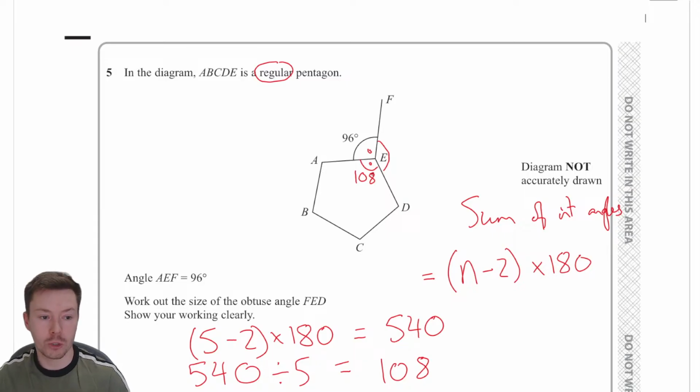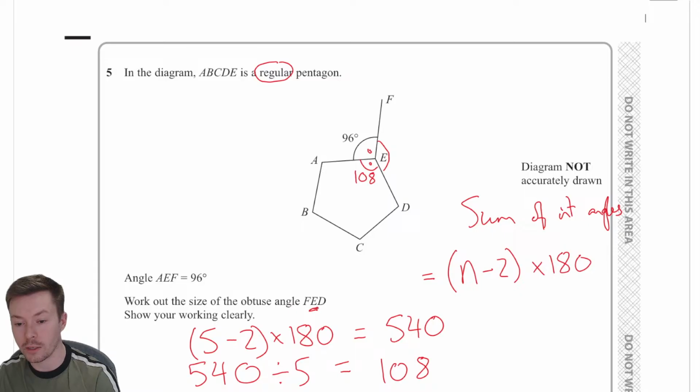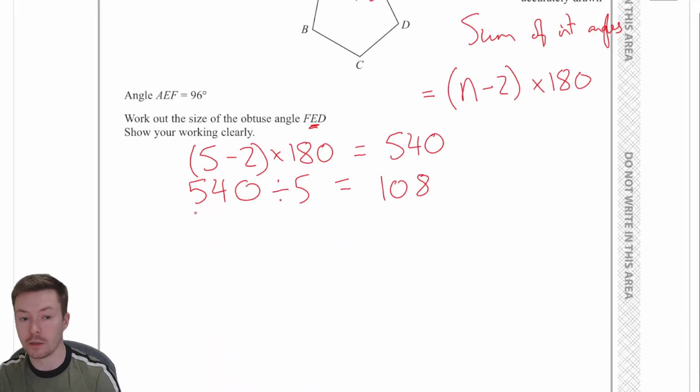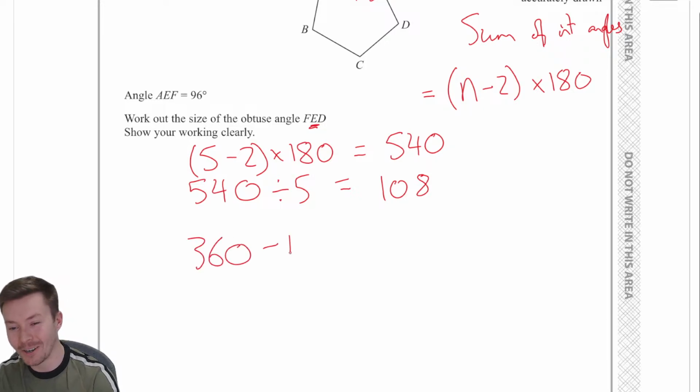Then to work out the obtuse angle, FED, just as a tip as well, the angle is where the middle letter is. We are going to take those 2 angles away from 360. Sorry, my brain stopped working for a second then. So take away 108 from 360, take away 96.